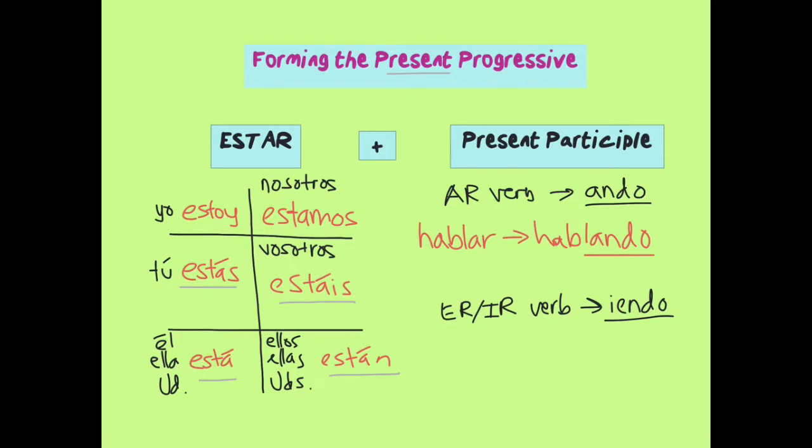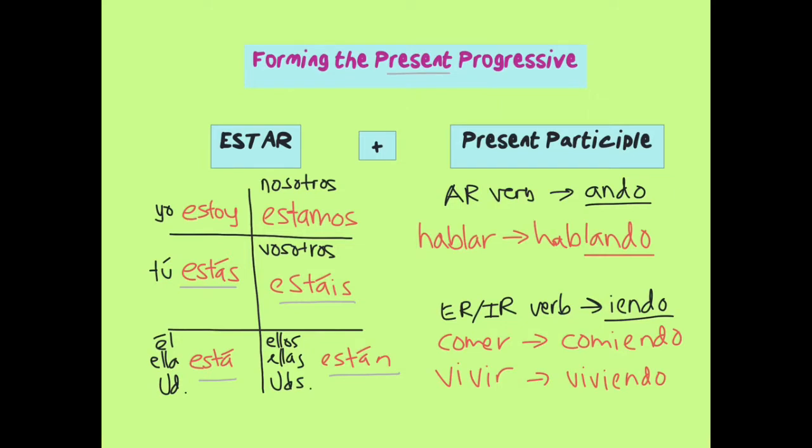ER and IR share the same ending. To get the ing, we add iendo to form the present participle. So if I've got comer, we take off the ER and add iendo for comiendo. Same thing happens with an IR verb. So if it's vivir, viviendo. IR disappears and we add iendo on the end. This is how we form regular present participles. All the ones that aren't strange follow this predictable pattern.